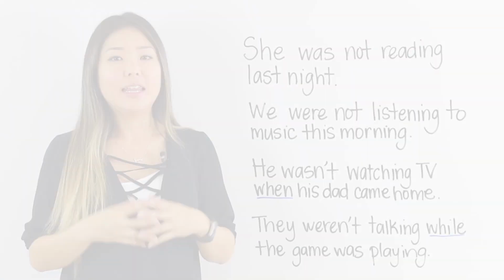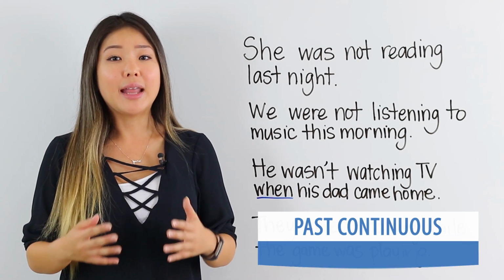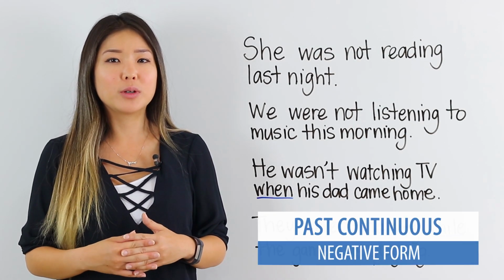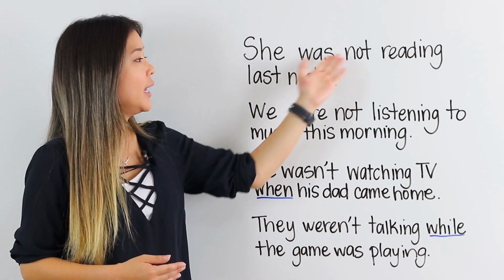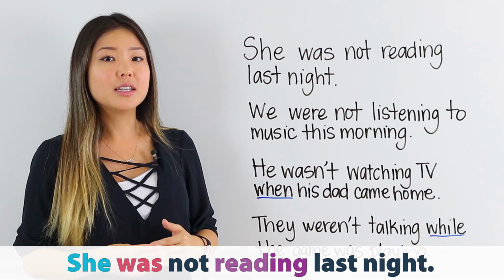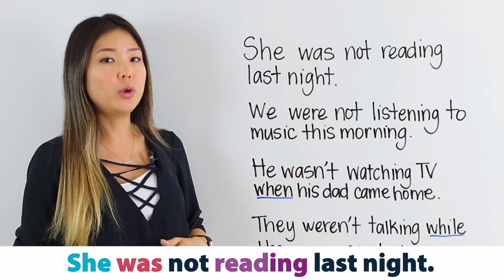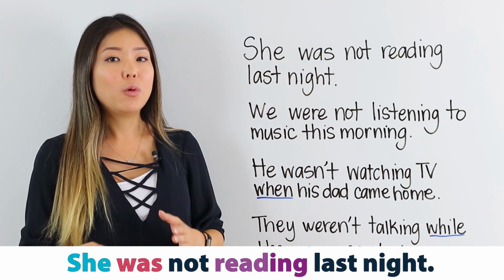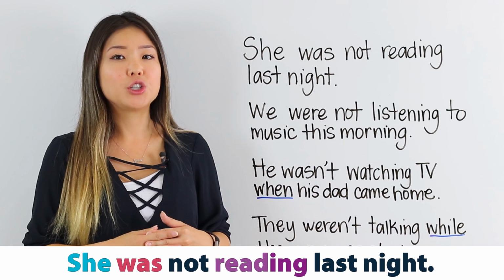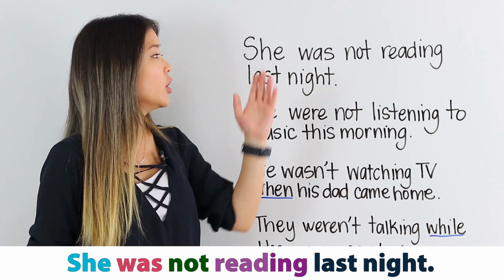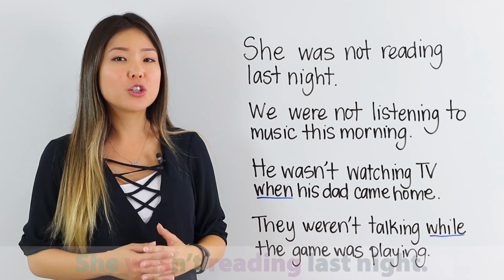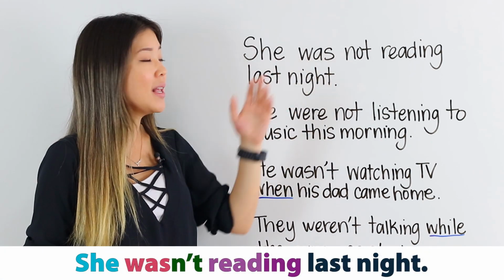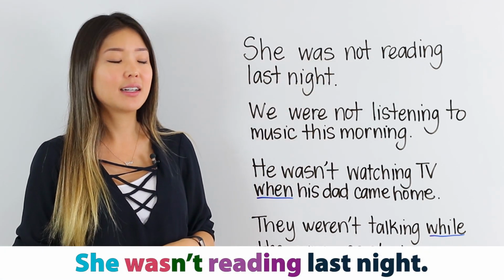Let's move on. Now, let's talk about the negative form of the past continuous tense. Here are some examples. She was not reading last night. The subject is she, and so we use was. However, before the verb ing, we add not. She was not reading last night. I can use a contraction and say she wasn't reading last night.